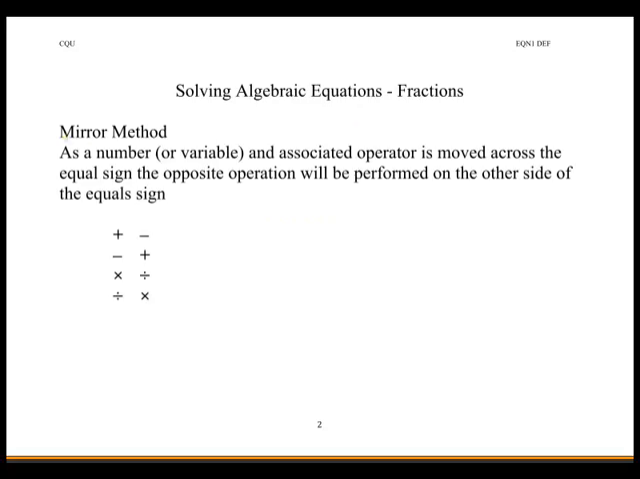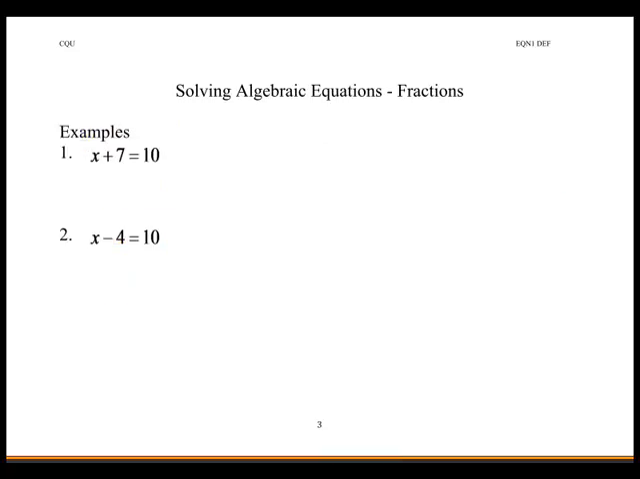Okay, so the method described here is the mirror method. Essentially, this method involves doing the opposite operation when you move something across the equal sign. So if something has a plus sign, when you move it across the equal sign, you make it a minus. And likewise, a minus becomes a plus, multiplication becomes division, and division becomes multiplication. So let's see how this technique works through a few examples.